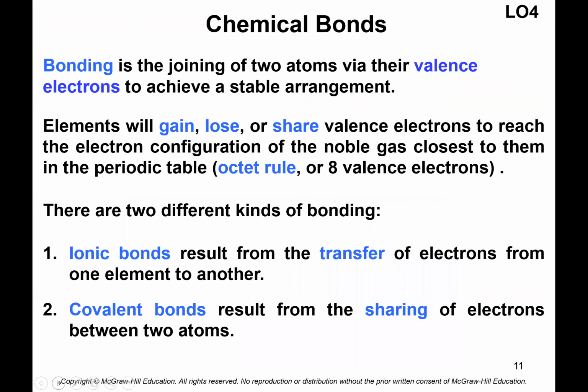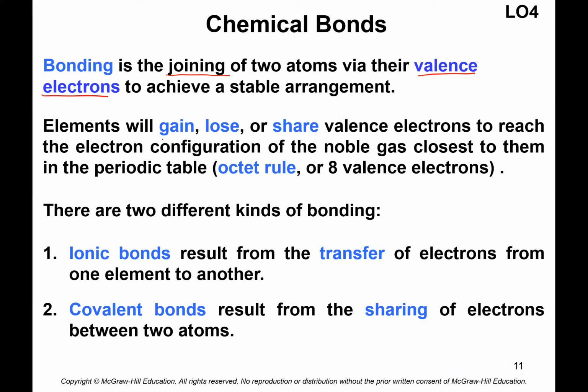All right, so now that we have recalled valence electrons and we understand how to extract them from the periodic table, and we know how to draw our dot structures, we are ready to recall how chemical bonding works. Specifically, we're going to talk about ionic bonding, and next time we're going to talk about covalent bonding. So let's briefly review. First, what is bonding? Bonding is the joining of 2 atoms via their valence electrons. This is to achieve a stable arrangement. What do we mean by a stable arrangement? That is going to be the octet rule.